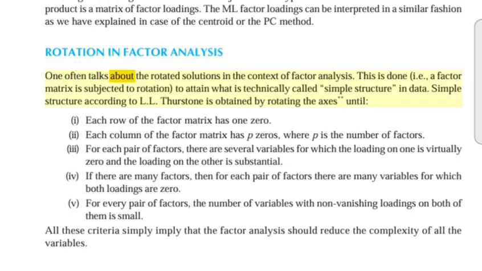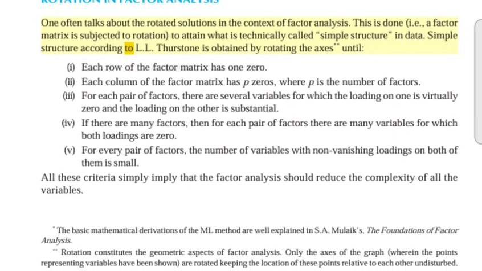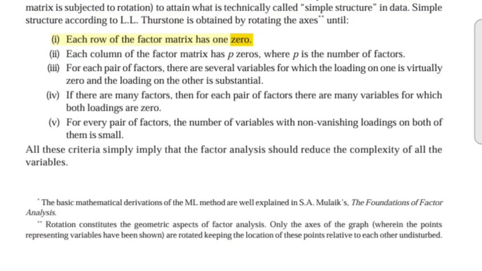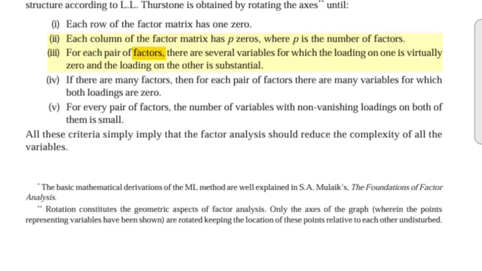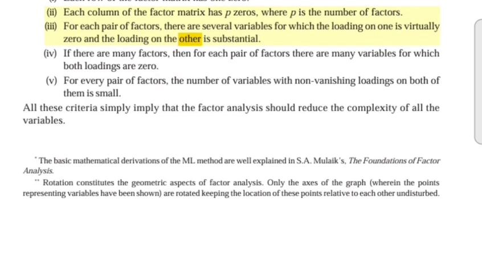Rotation in factor analysis. One often talks about the rotated solutions in the context of factor analysis. This is done, i.e., a factor matrix is subjected to rotation to attain what is technically called simple structure in data. Simple structure, according to L.L. Thurstone, is obtained by rotating the axes until: (i) each row of the factor matrix has at least one zero; (ii) each column of the factor matrix has p zeros, where p is the number of factors; (iii) for each pair of factors, there are several variables for which the loading on one is virtually zero and the loading on the other is substantial.